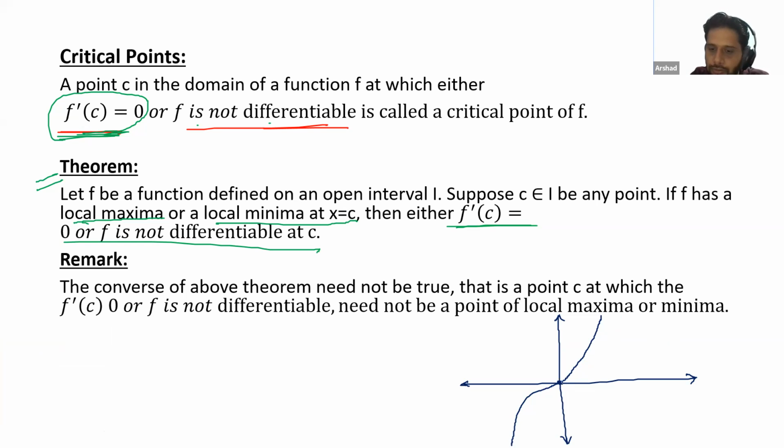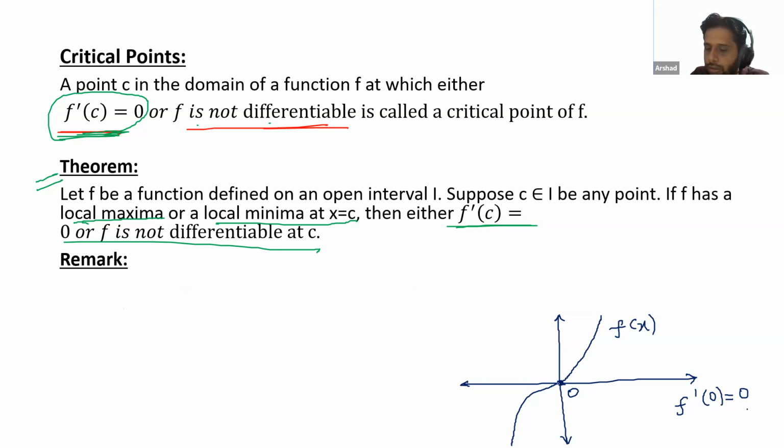this is a function f(x). Let this point be O. If you find f dash O, that will give you 0. So this is a critical point. That's fine. Why? Because if you draw a tangent, it will be parallel to the x-axis and the derivative will give you a 0. But is this a point of local maxima?